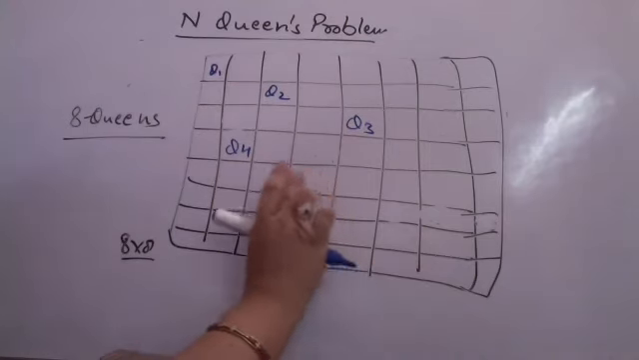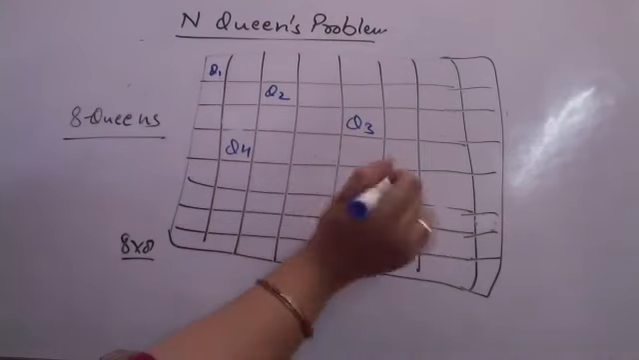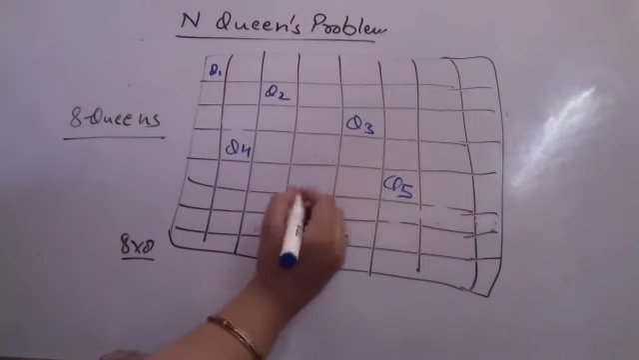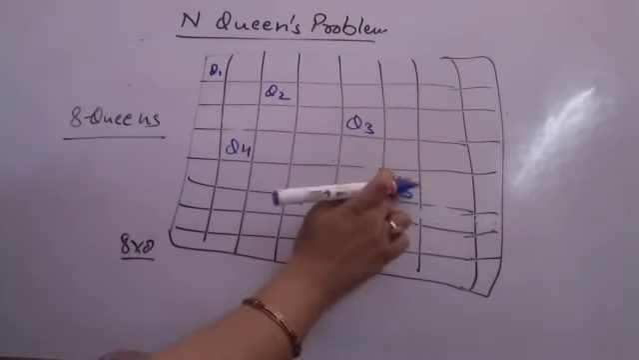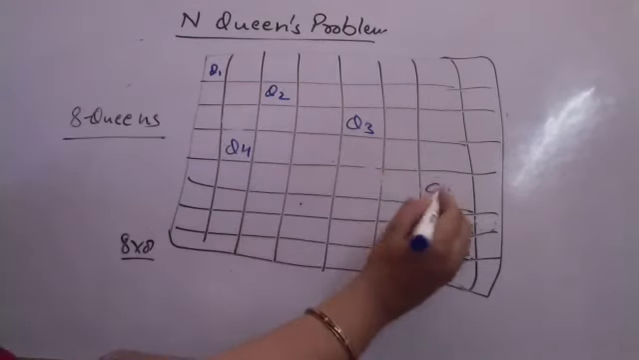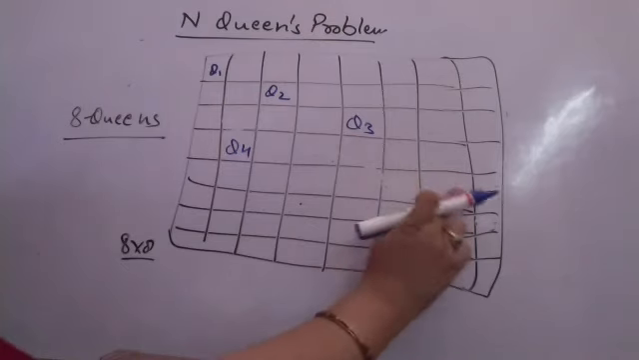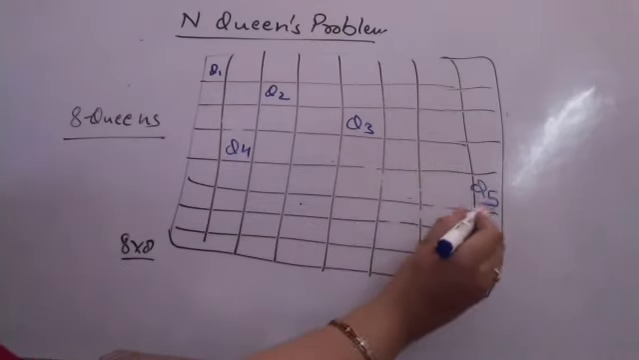Change the position of queen 5. One possible position for queen 5 is this. One possible position for queen 6 is not this. Again, this is not possible. Queen 5 के लिए भी ये possible नहीं है. Again, queen 5 के लिए ये भी possible नहीं है. Queen 5 is moved to the last.